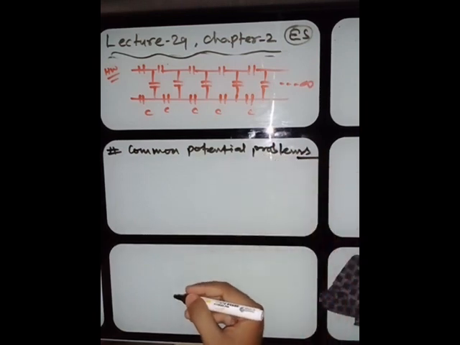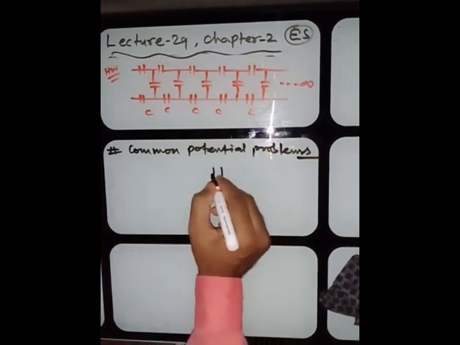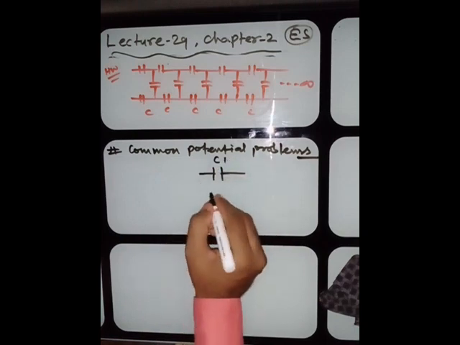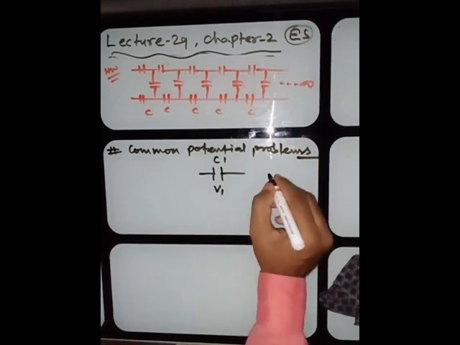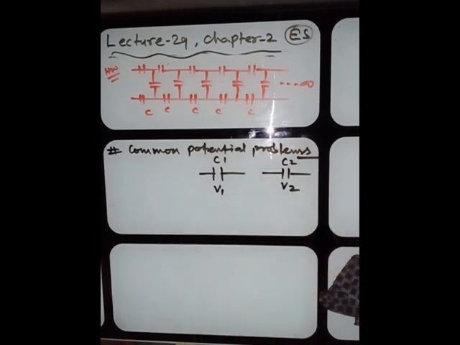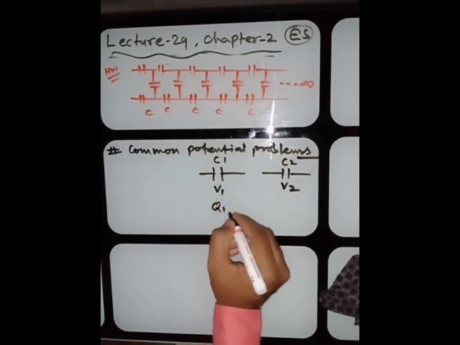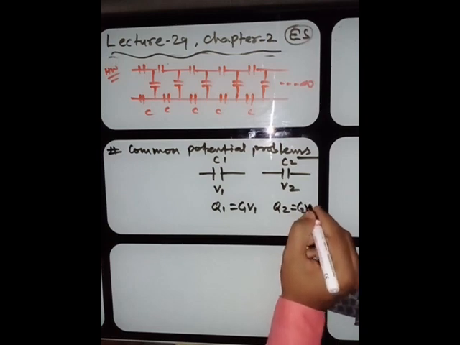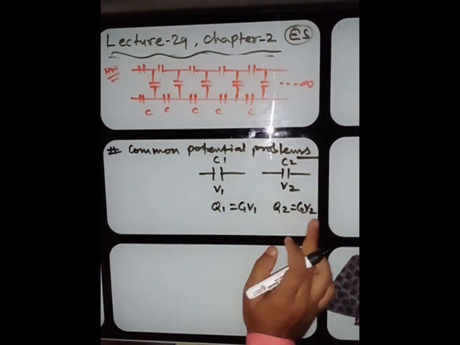Okay, my dear students, let us suppose you are having a capacitor C1. It is charged by a battery of V1. Another capacitor you are having, C2. It is charged by V2. Then what will be the total charge? Here Q1 will be C1 V1 and Q2 will be C2 V2. Is it clear to everyone? Yes.